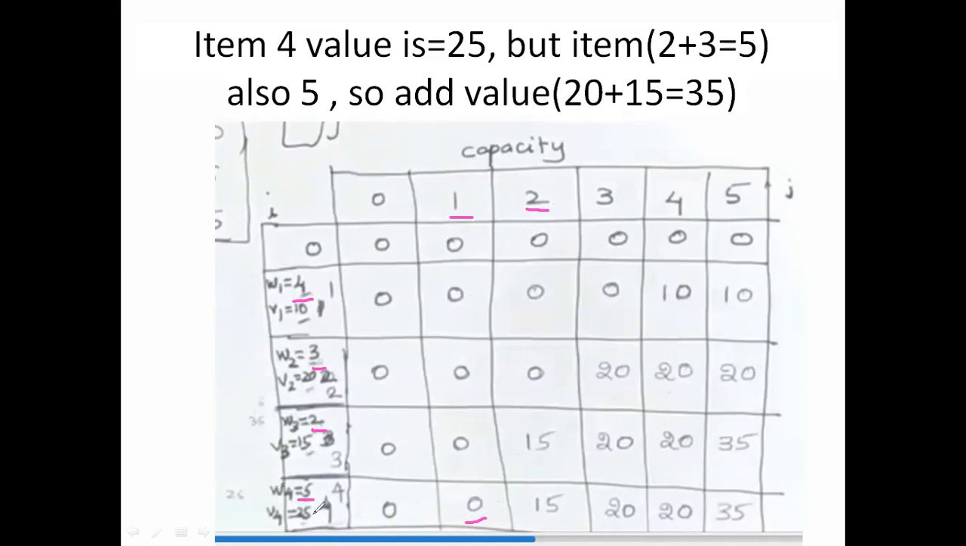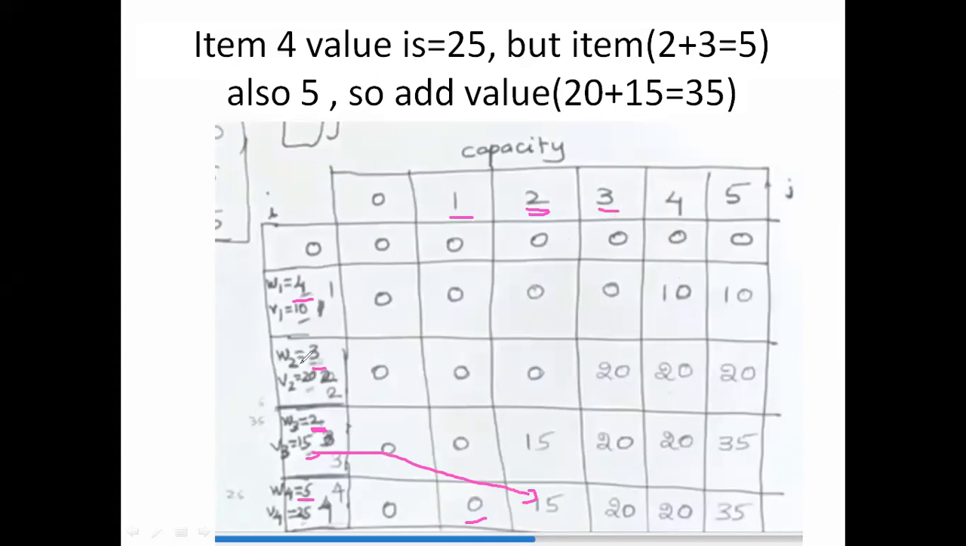For 2 kg, we compare to the previous. When you are filling these rows, you have to compare with the previous also. So here the weight is 2. So 2 kg can be fully occupied in the 2 kg capacity bag. So the value is 15. Insert here.